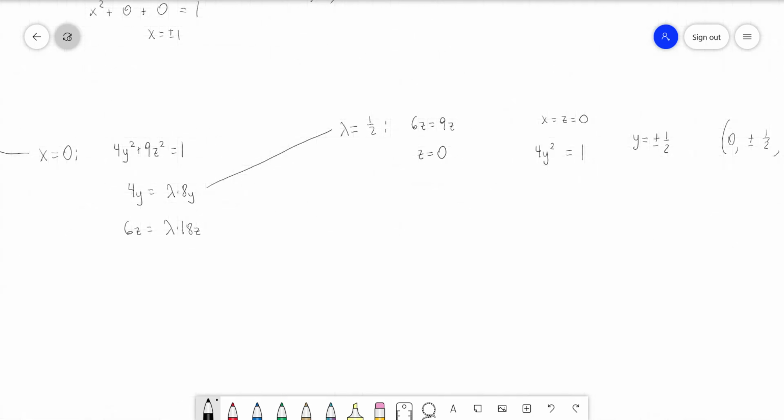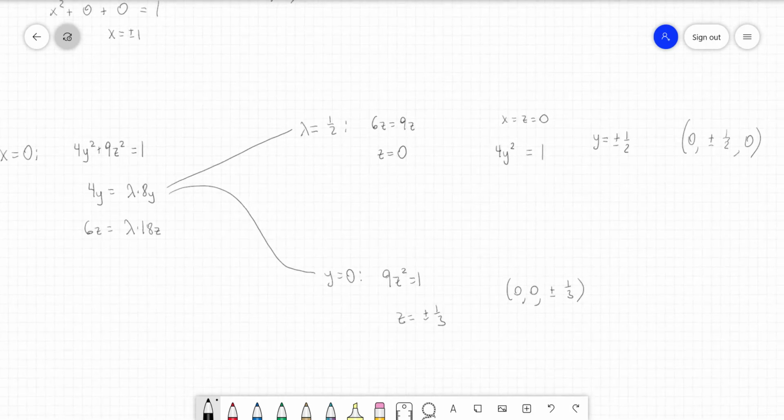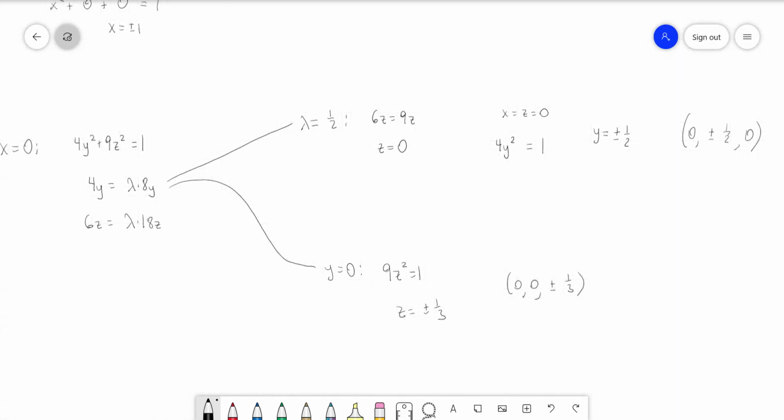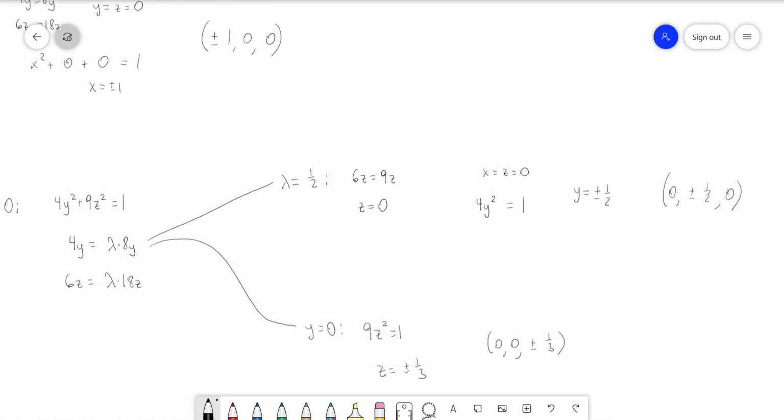And then if lambda is not equal to 1/2, then this would still be equal if y were equal to 0. And then if y is 0, then we would just have in the constraint 9z squared equals 1 remaining. So z squared is 1/9, and z would be plus or minus 1/3. Combined with y is 0 and x is 0, that gives us two more possible critical points, if you will. So we had these 6 points in all.